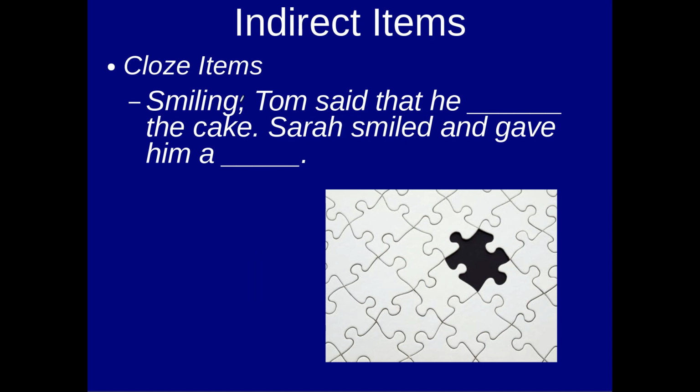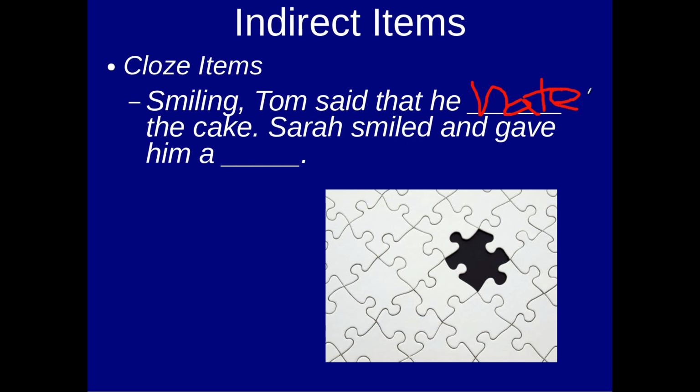So here's an example. Smiling, Tom said that he blank the cake. Sarah smiled and gave him a blank. Now, there are many different ways that the student can answer this question. The student could say that Tom hates the cake, as an example. So hates, I'm trying to spell here with the mouse.